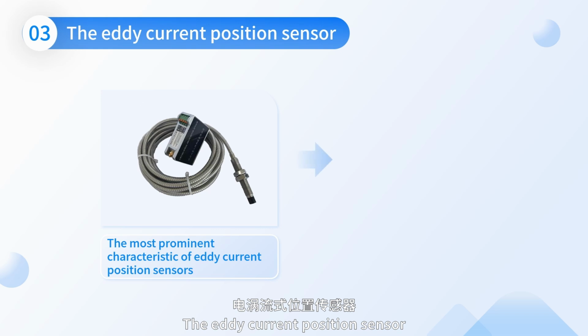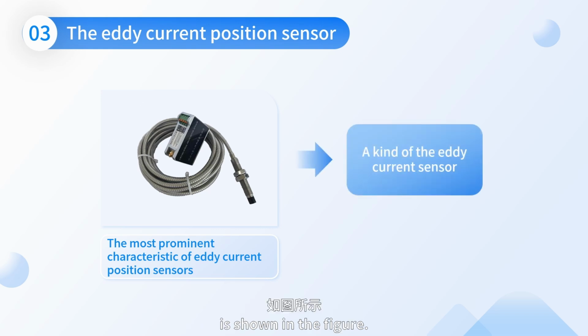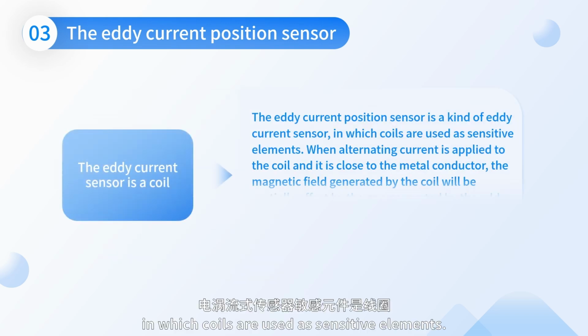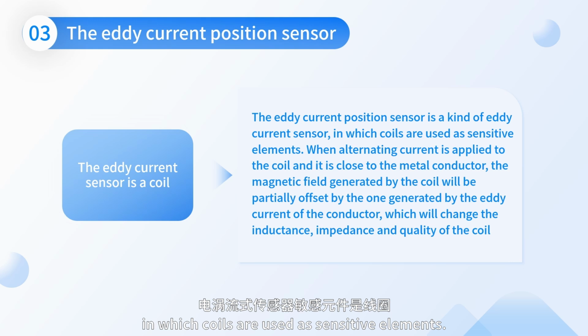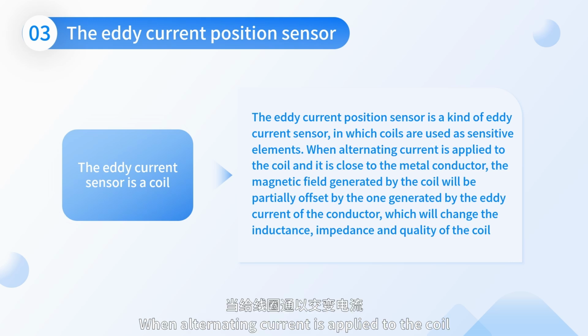The eddy current position sensor is shown in the figure. The eddy current position sensor is a kind of eddy current sensor in which coils are used as sensitive elements. When alternating current is applied to the coil and it is close to the metal conductor, the magnetic field generated by the coil will be partially offset by the one generated by the eddy current of the conductor, which will change the inductance, impedance, and quality factor of the coil.